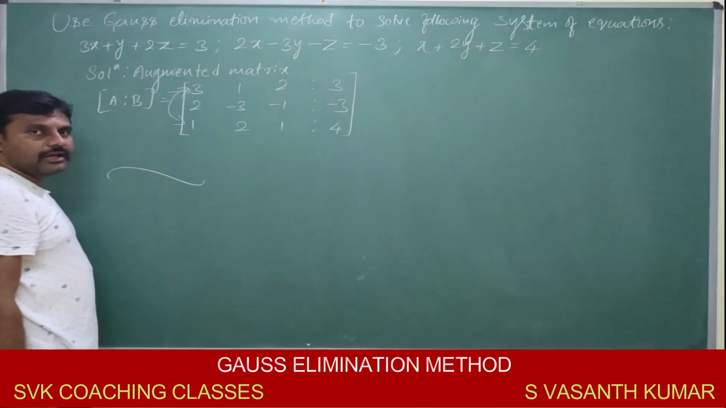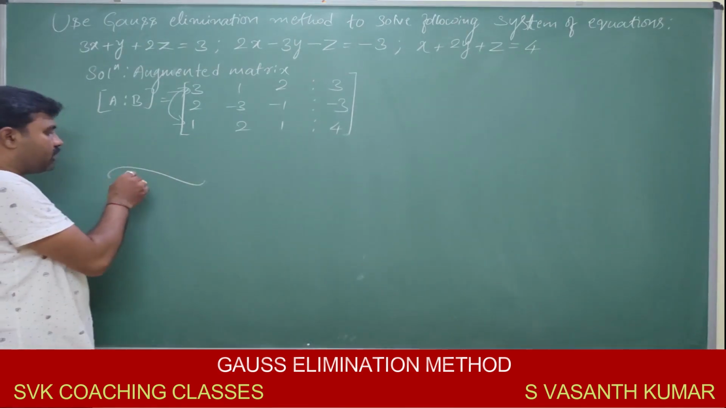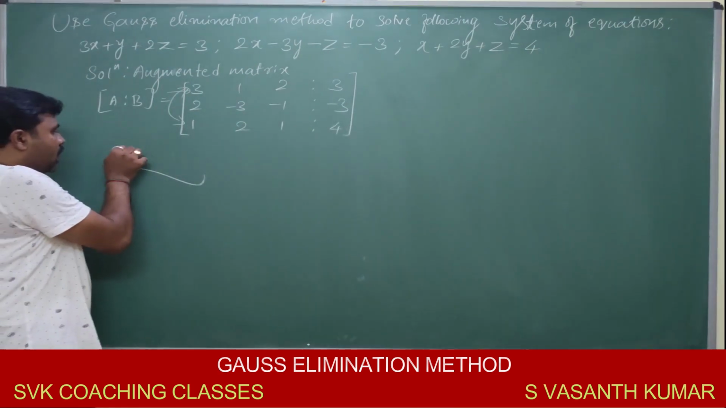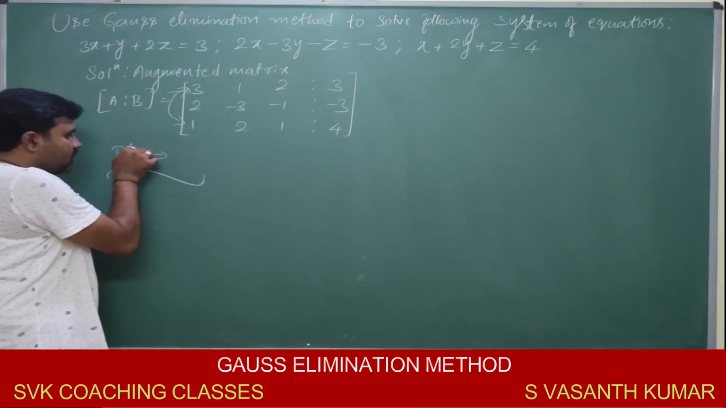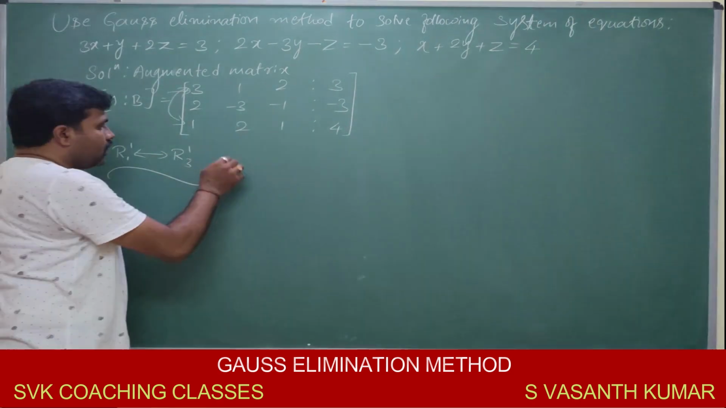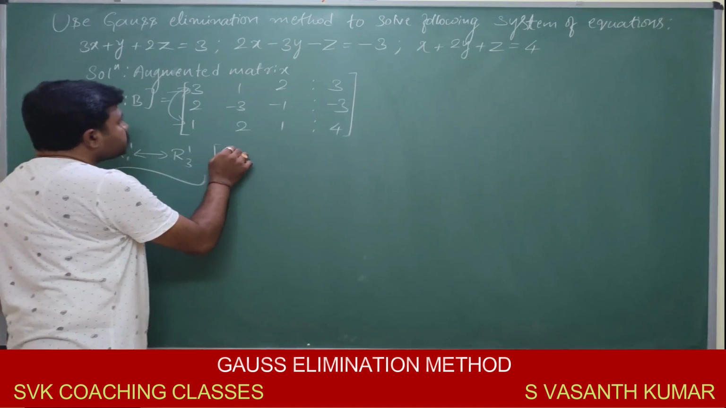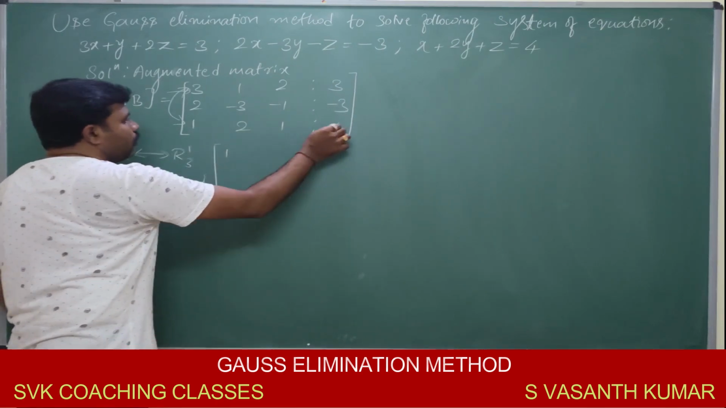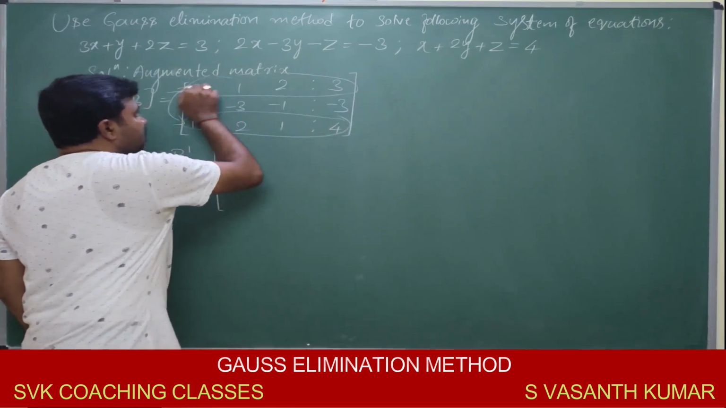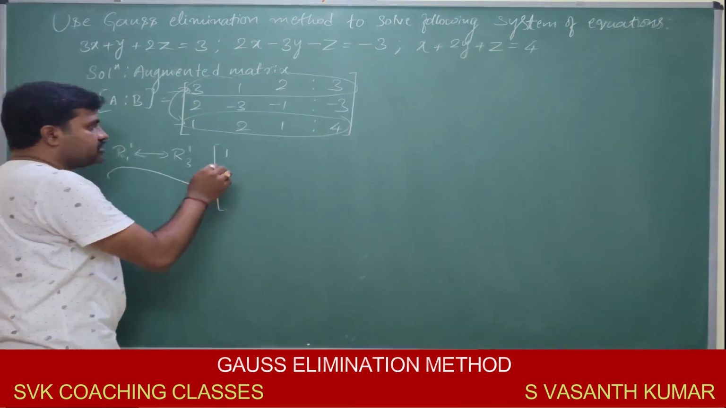So I am going to apply an elementary operation called row operation. This symbol is called an equivalent symbol. R1 dash changes with R2, R3 dash changes with R3 dash. Therefore, the whole row should be shifted. Be careful, the whole row should be shifted.